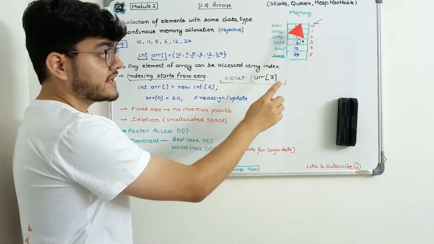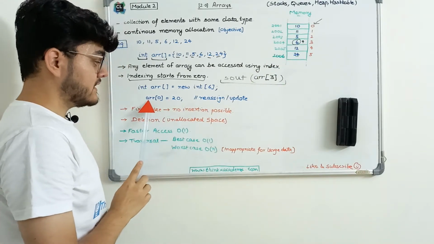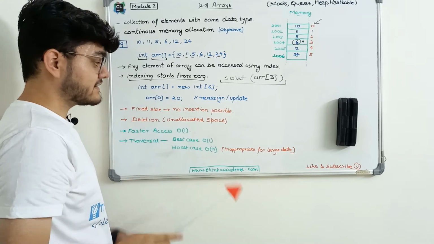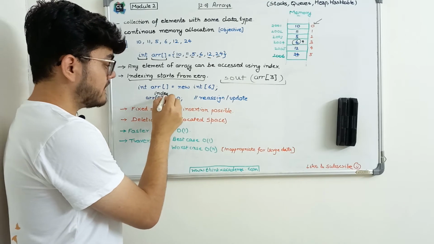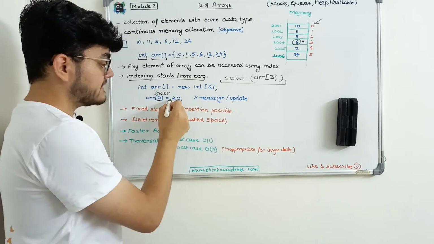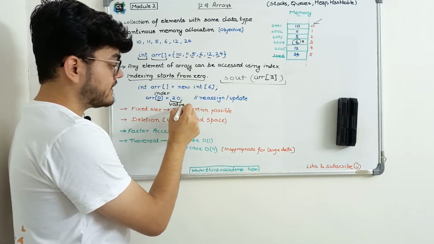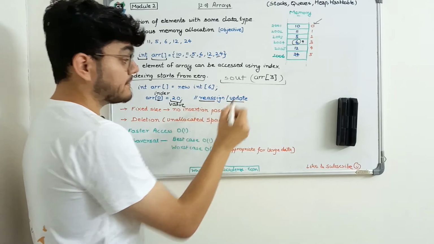So how can we assign the data at these positions? The way to do it is array, then provide the index here, right? This is the index, and this is the value. In this way, we can also reassign and update the value of an array.